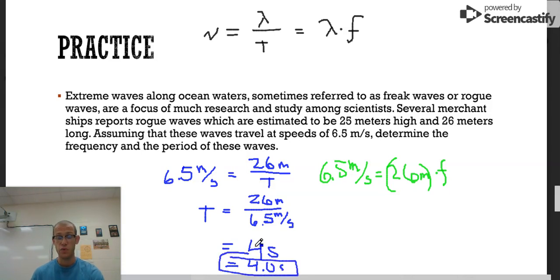For the frequency, I really can find that quickly since I know the period. It's just 1 over that. 1 over 4 would be 0.25. And frequency is in hertz. So done. If I wanted to, I could take 6.5 divided by 26 to get out the frequency, but you're going to see the same thing, 0.25, as our answer.